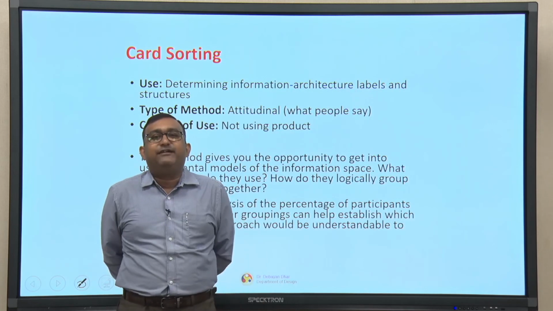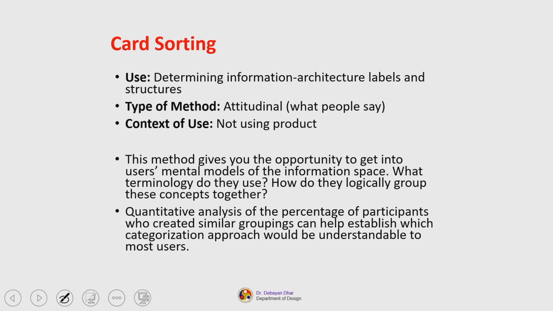And we have already discussed card sorting in our requirement analysis phase 2 module. Its use is to determine information architecture, labels and structures. It is attitudinal in nature, because you are asking people how they would like to club things together, and therefore the focus is more on attitudes. For the context of use, there is no product; you are just trying to understand how people are clubbing information. Now, why do we say that it is quantitative in nature?